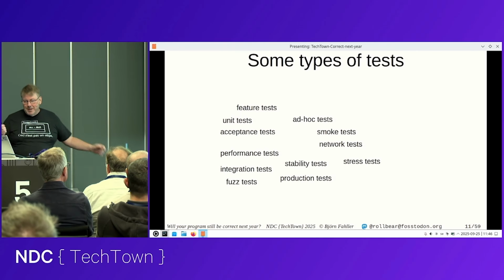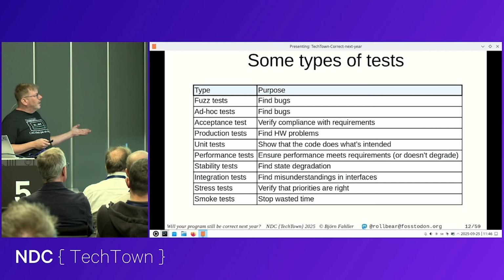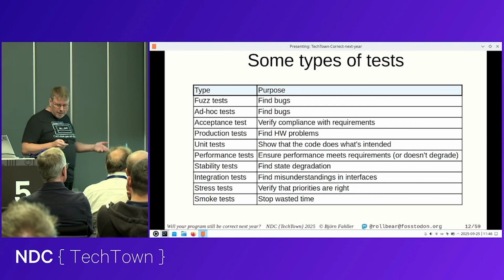I would argue that fuzz tests are definitely about finding bugs. Ad hoc tests, manually fiddling with this stuff. It's sort of like doing fuzz testing, but with manual labor. Acceptance tests verify compliance with the requirements. Are we shipping the thing we should ship?